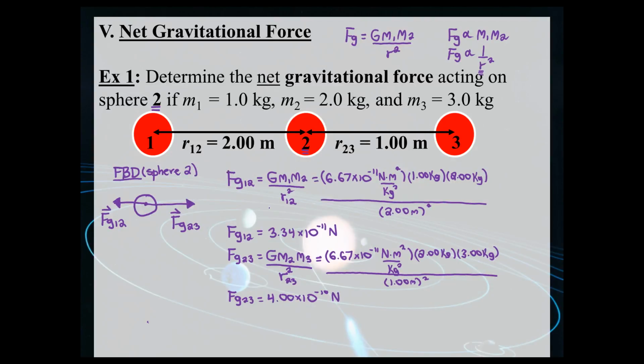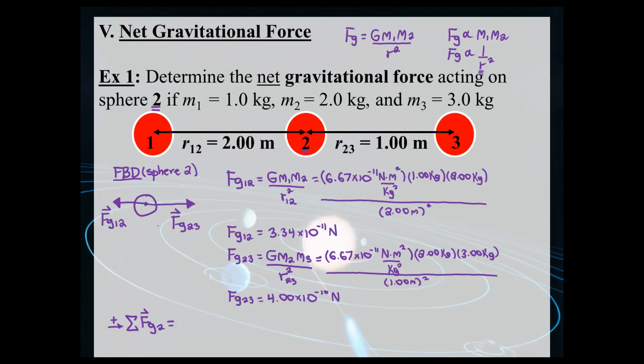Okay, so I've got these two gravitational forces. And now I'm going to figure out the net force that's acting on sphere 2. So first of all, let's pick a direction we want to be positive. So I'm going to say I want right to be positive. And I'm going to calculate the net, so sigma, gravitational force acting on object 2. Sigma Fg2 means the net gravitational force acting on mass 2.